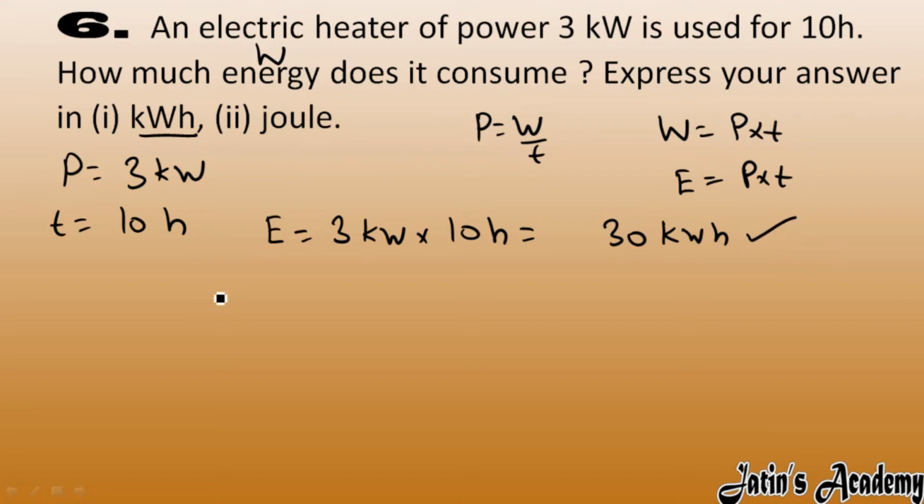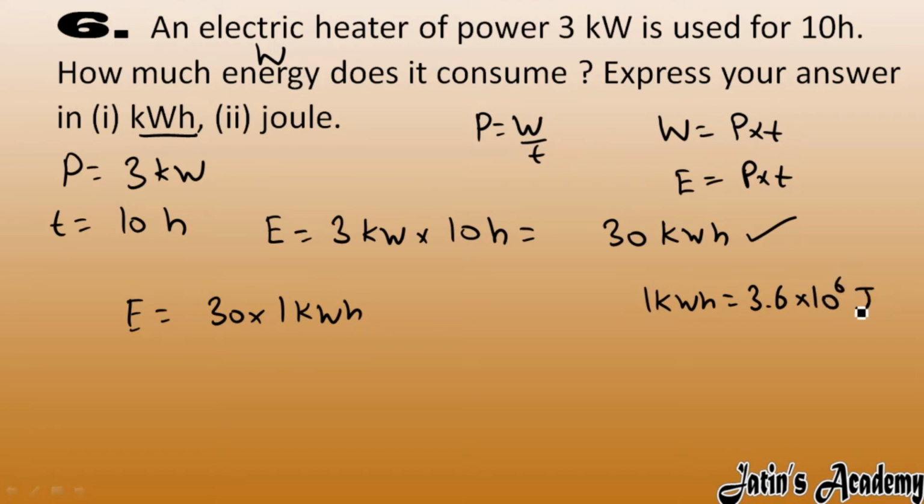Second, I have to convert this answer into joule. So converting this 30 kilowatt hour, I am writing 30 into 1 kilowatt hour. And in 1 kilowatt hour, how many joules are there? We have the relationship directly: 3.6 into 10 raised to power 6 joule. So multiply 30 into 3.6 into 10 raised to power 6 joule. When you multiply this, you will get 108 into 10 raised to power 6 joule.